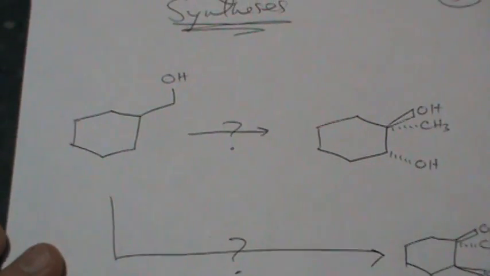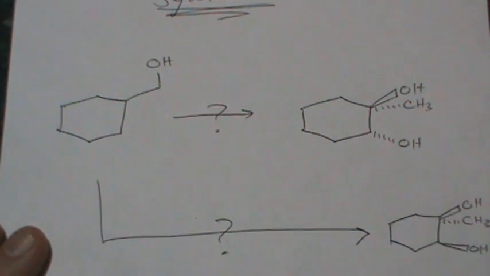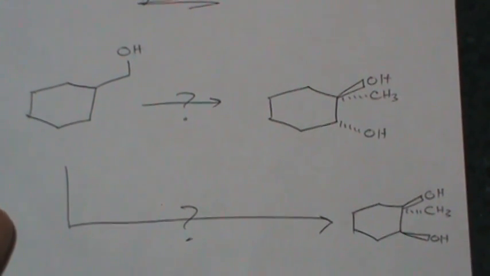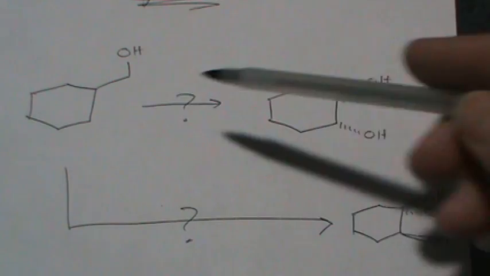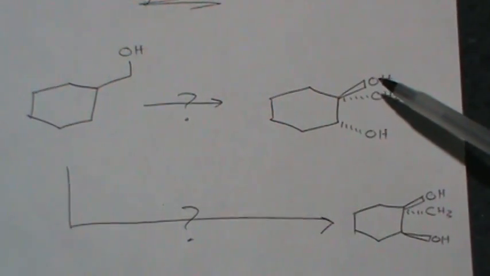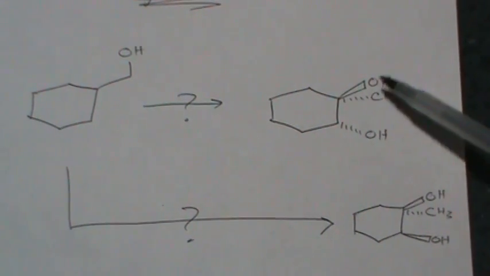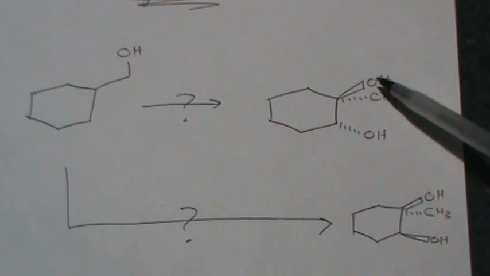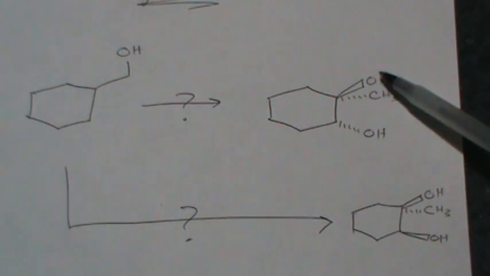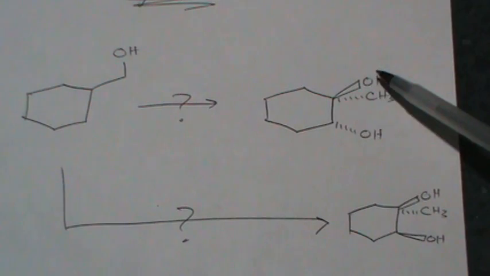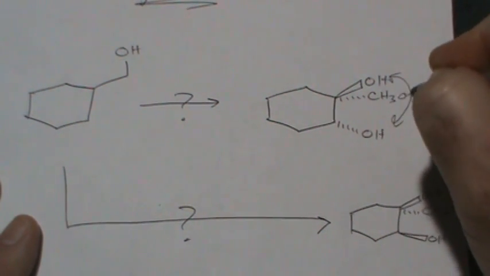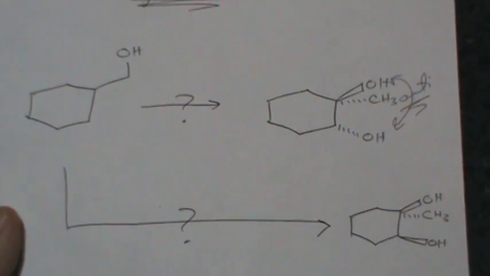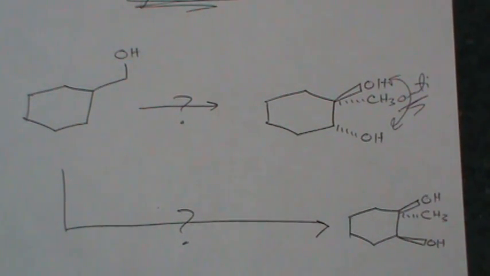Okay, last two synthesis problems. Take a careful look at these. We're starting with an alcohol now. Here's the alcohol. And we're going to try to make a diol. Look at that. That's an anti-vicinal diol. The OH group is coming out in front here. It's back behind the plane of the paper here. Those two OH groups are anti. So you got to be thinking, what reactions do I know that make an anti-vicinal diol?